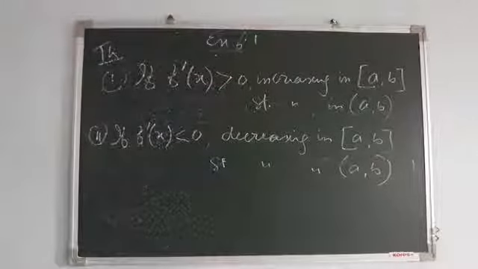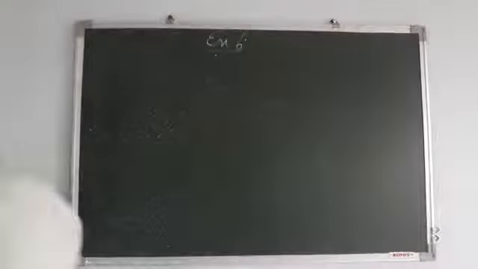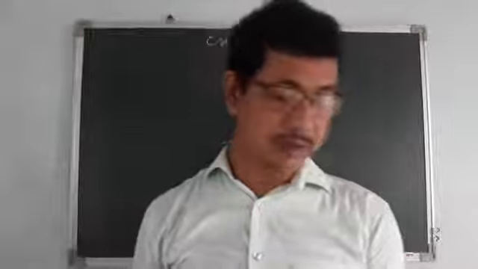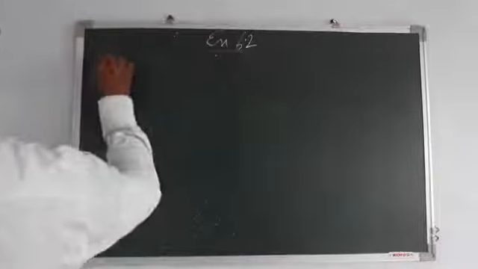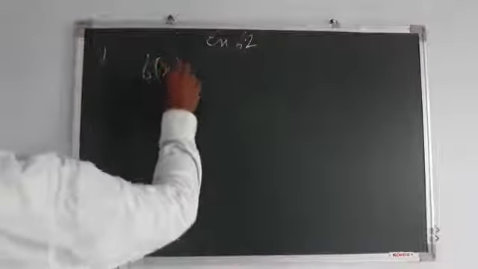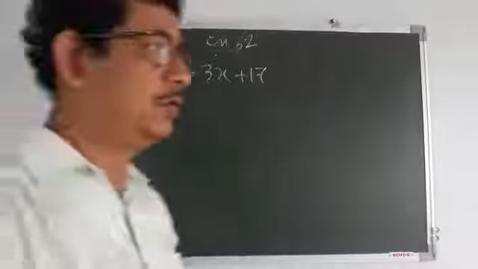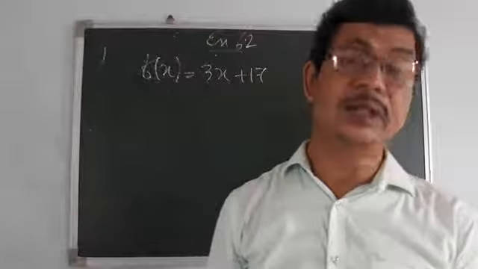Now with the help of this knowledge, we will do Exercise 6.2. Show that the function given by f(x) equal to 3x plus 17 is strictly increasing on R. So what have they given? f(x) is given, and it is 3x plus 17. We have to show it is strictly increasing on the real numbers.